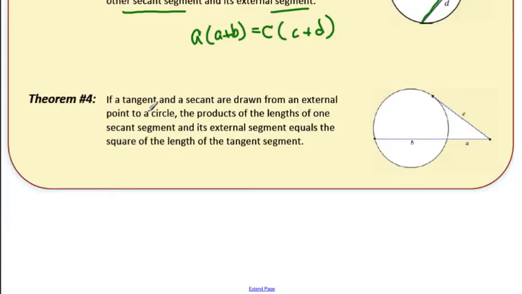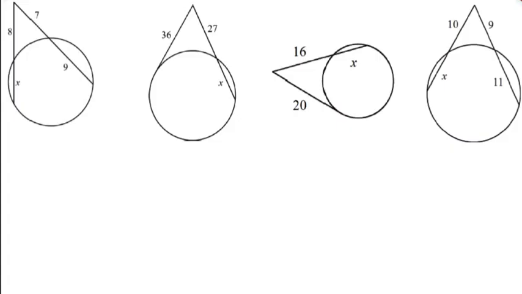Let's look at the next theorem. If a tangent and a secant are drawn from an external point to a circle, it's basically the same theorem. One of them is a tangent now. We have a tangent, not two secants. We have one secant and a tangent. So what does that look like? The products of the lengths of one secant segment and its external segment. So here's the secant segment and its external. So a times a plus b again is going to equal the square of the length of the tangent. So here that equals c squared. So let's see how that's applied to different problems.